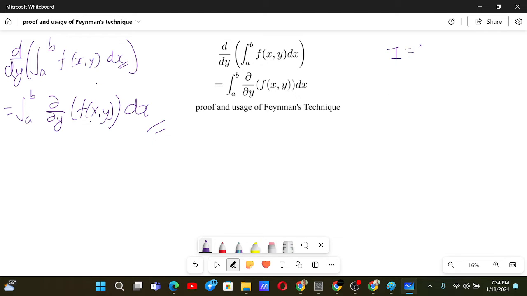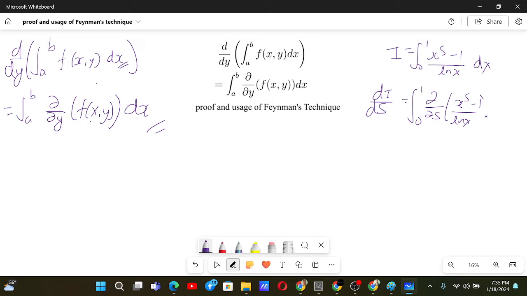Let's say you have integrals like the integral of x to the power s minus 1 by ln x dx. In such integrals, Feynman's technique will be really helpful. So let's see how we solve this integral. Since this is in the world of x and s, let's differentiate with respect to s first. If it goes inside, it will be a partial derivative with respect to s, over ln x and then dx.